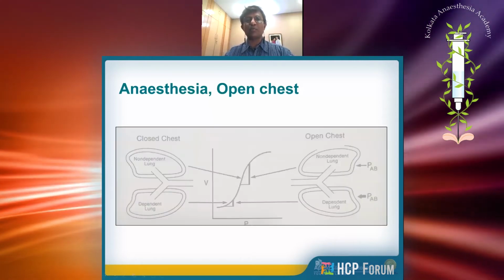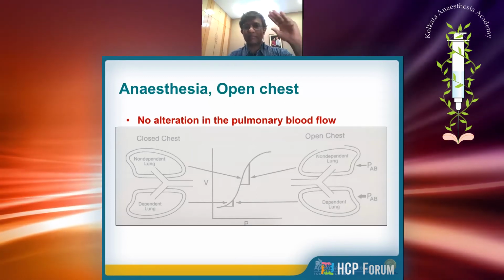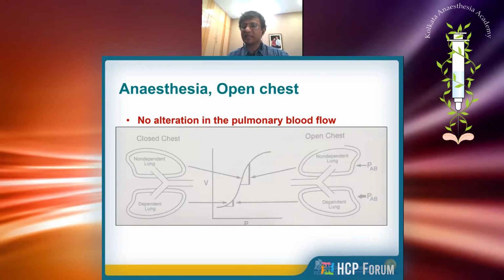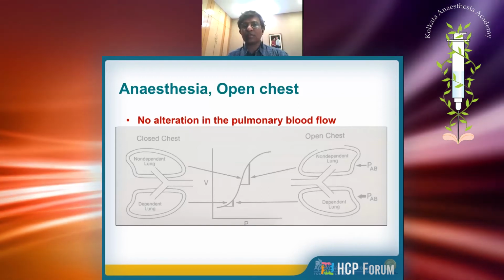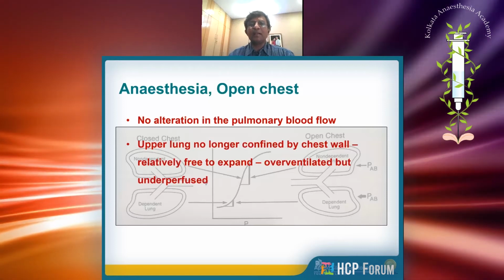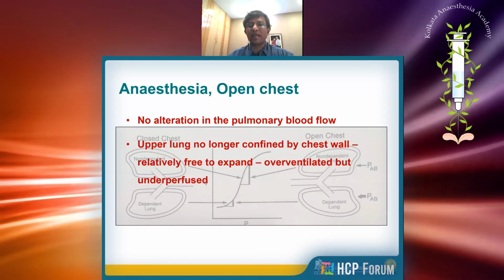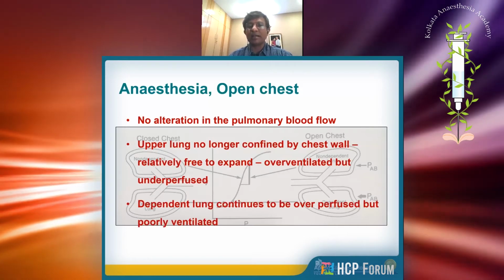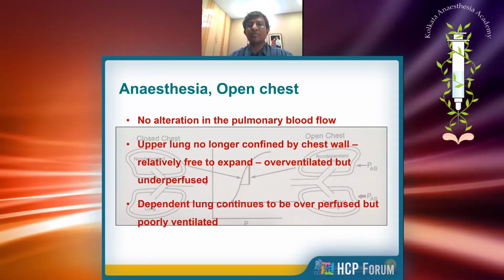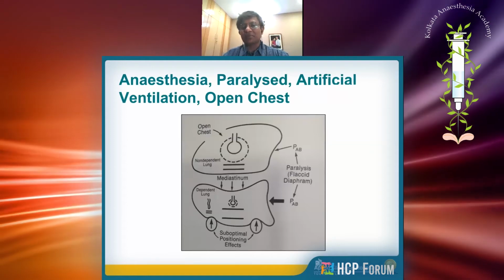So anesthesia, open chest, there is no alteration in the pulmonary blood flow. The pulmonary blood flow will not change. Again, you have to look at what is happening to perfusion and ventilation. Perfusion, there is no change. The upper lung, as I said, is no longer confined by the chest wall. It is relatively free to expand. It is over-ventilated but under-perfused. The dependent lung continues to be over-perfused but poorly ventilated. Now, that was if it was spontaneously breathing.